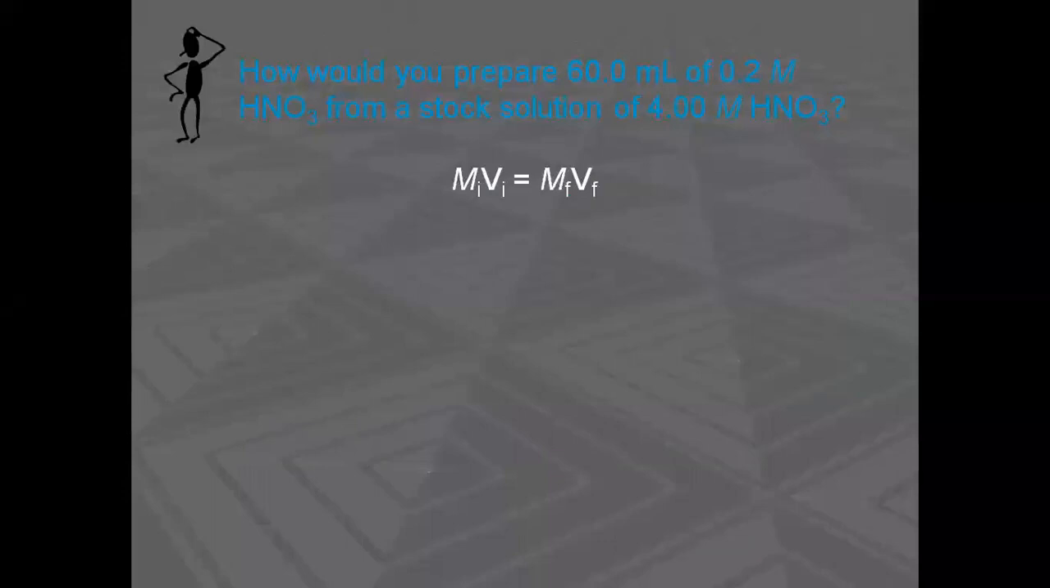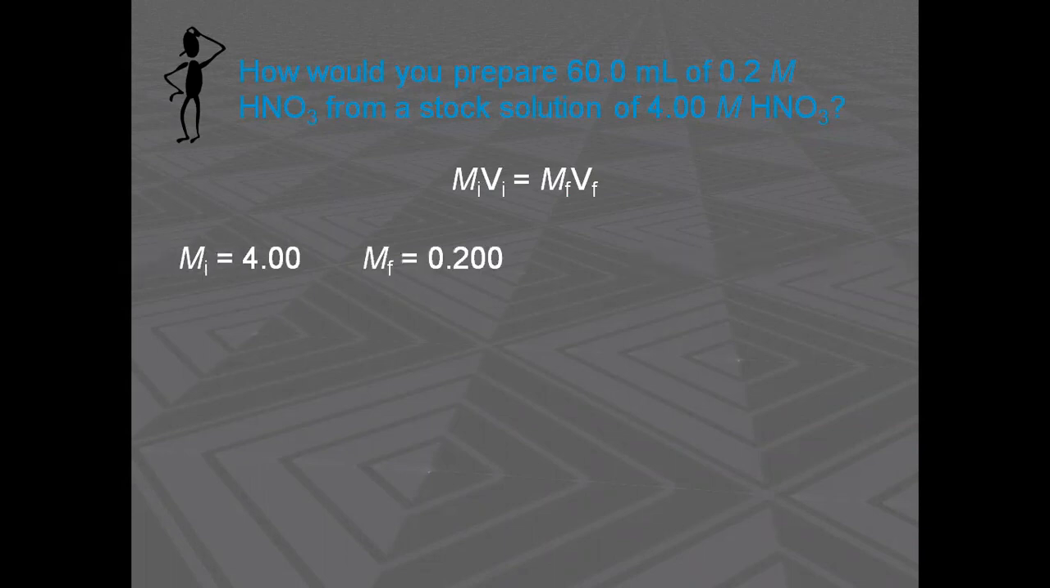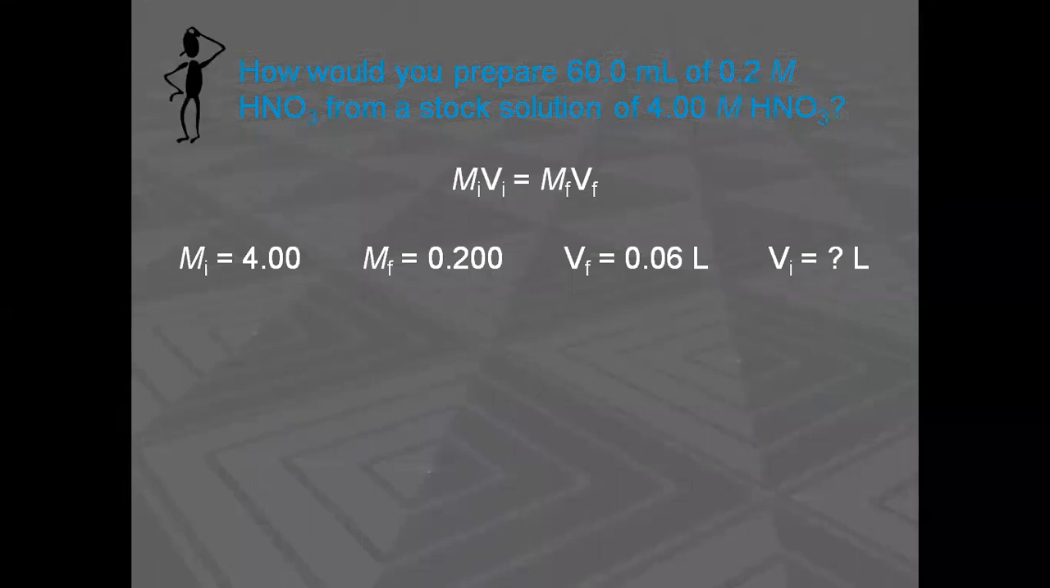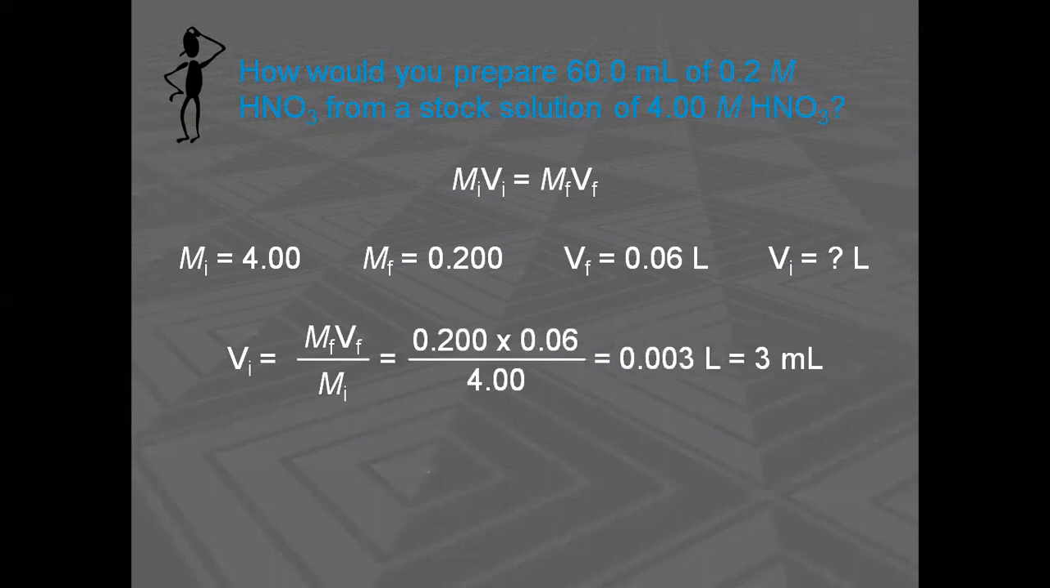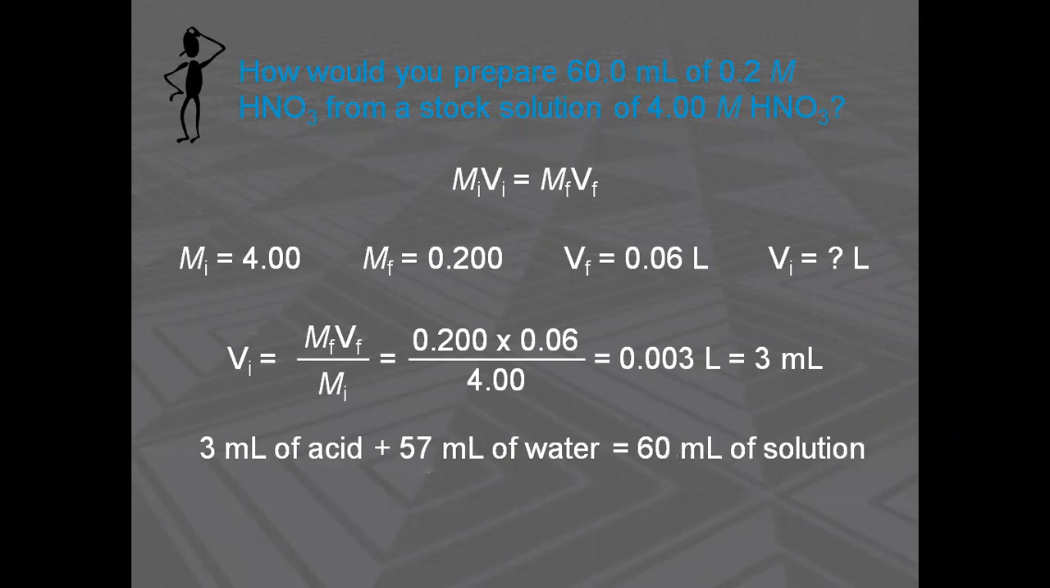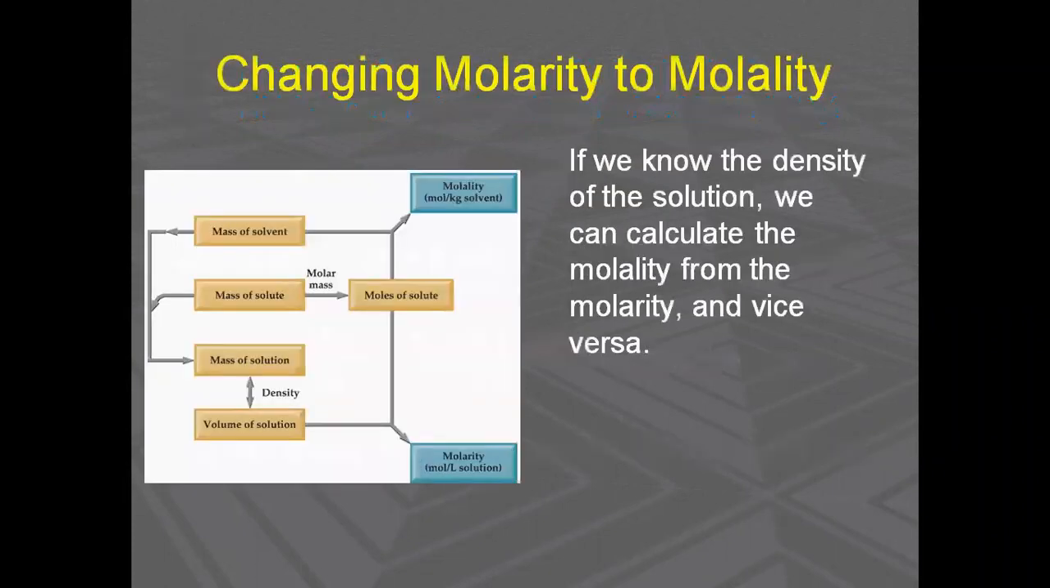As mentioned here, how would you prepare 60 ml of a 0.2 molar solution from a 5 molar stock solution of HNO3? M1V1 should be equal to M2V2, that is MiVi equals MfVf, where Vi is calculated from V1, M1, Mf and Vf. So 3 ml of acid and 57 ml of water should make 60 ml of the solution.